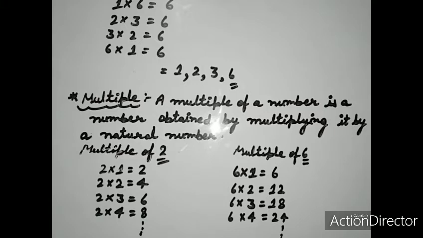Question is, find the first 3 multiples of 2. So here we multiply 2 by 1, 2 and 3. So we get the first 3 multiples of 2. Now if the question is find the first 4 multiples of 6, so here we multiply 6 by 1, 2, 3 and 4. Then we get the first 4 multiples of 6.